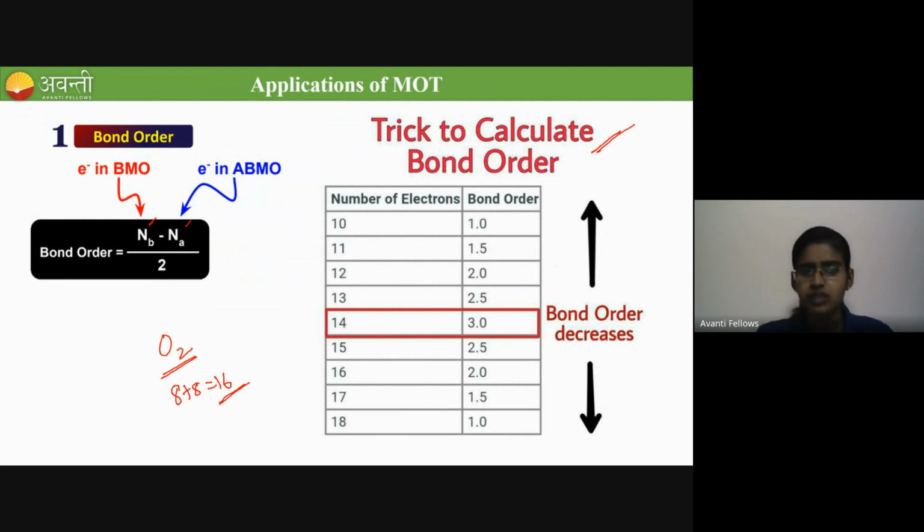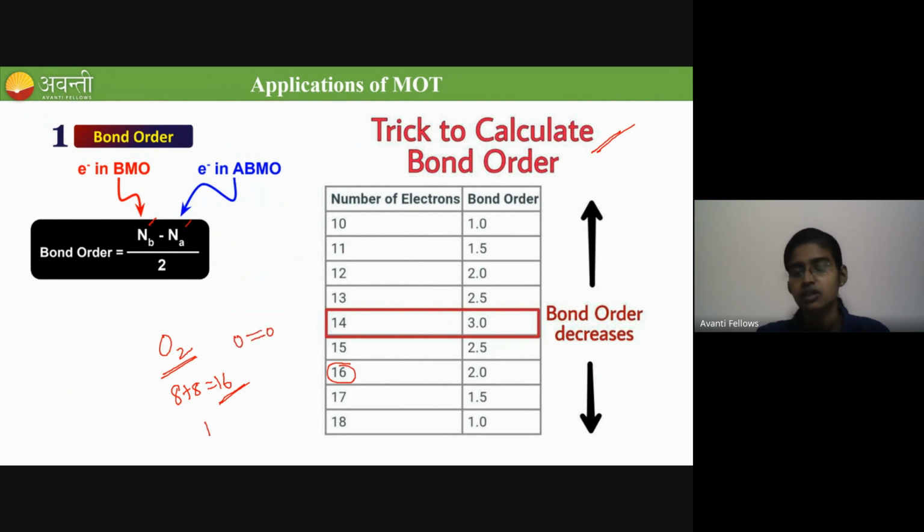Go from 10 to 18. Start from 14. For 14, the bond order should be 3. And for 13, you subtract 0.5. And for 12, subtract 0.5. So 0.5, 0.5, you subtract above and below also. Okay, keep the 14 as your reference. If the number of electrons is equal to 16, then the bond order is 2. So oxygen will have a double bond.